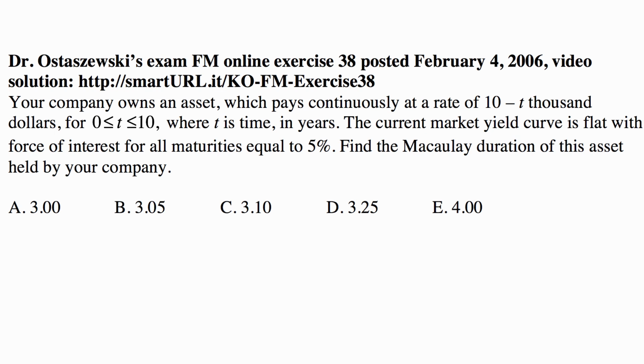Here's the problem for today. Your company owns an asset which pays continuously at the rate of 10 minus t thousand dollars for t between 0 and 10, where t is time in years. The current market yield curve is flat with force of interest for all maturities equal to 5%. Find the Macaulay duration of this asset held by your company.